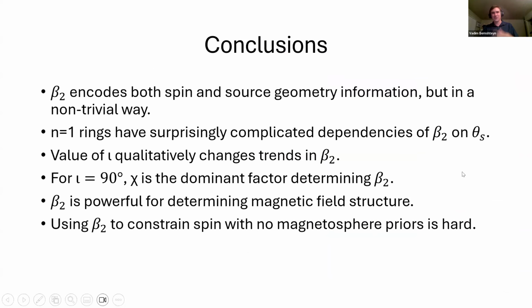So in conclusion of what I've just said, beta-2 modes encode spin and source geometry information, but in a non-trivial way, in a more complicated way than we expected. Specifically, the photon ring has a complicated dependence of beta-2 on the cone opening angle. And really, the best thing we can measure with beta-2s is the magnetic field structure. To constrain spin and other parameters of the model, we really need stronger assumptions on the magnetosphere.